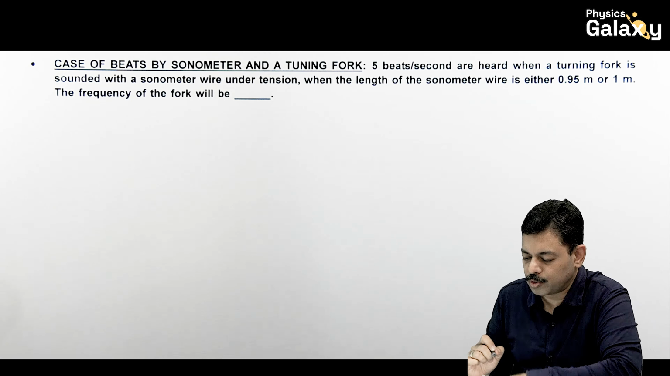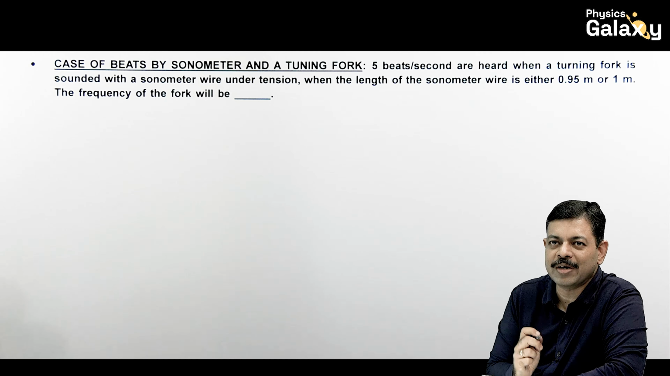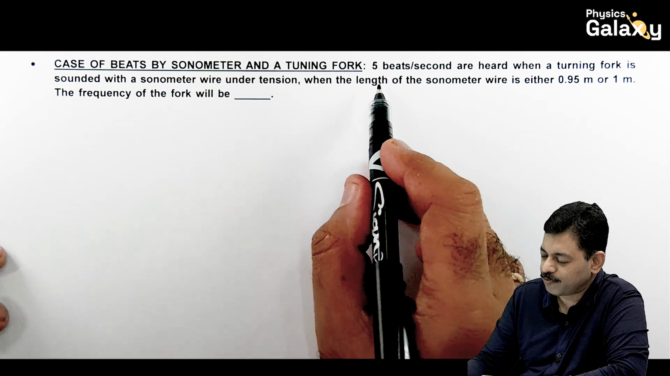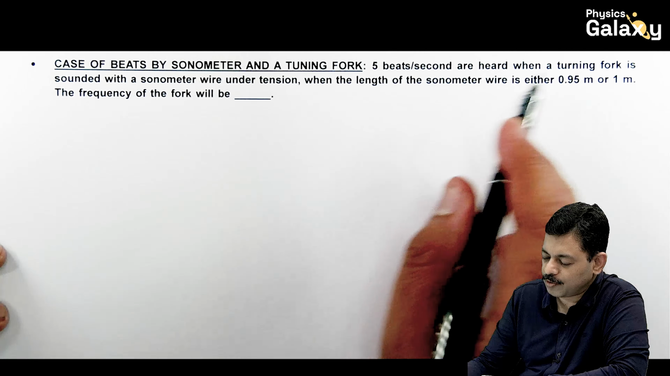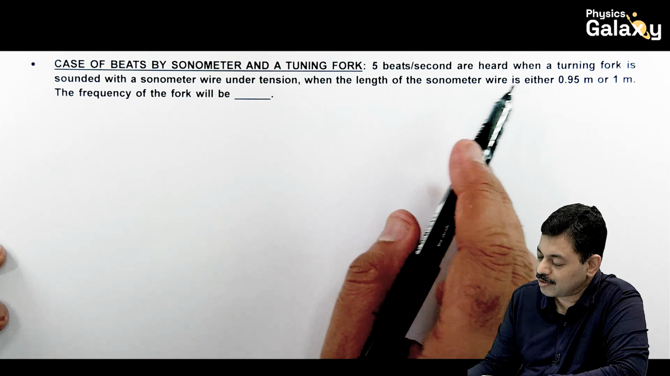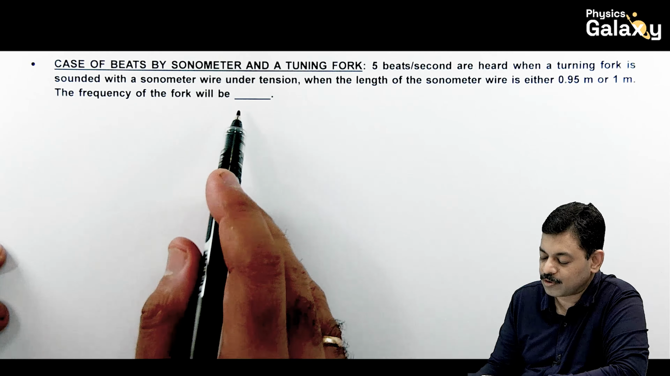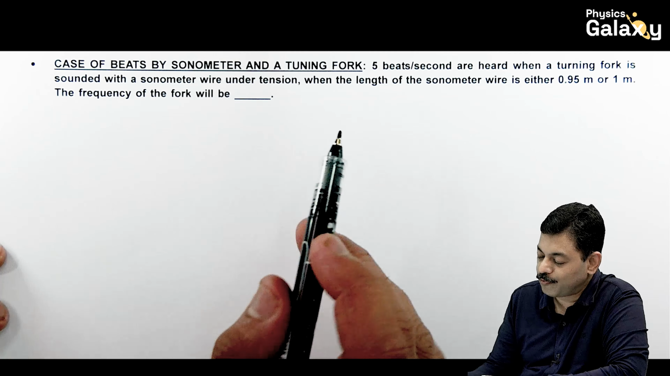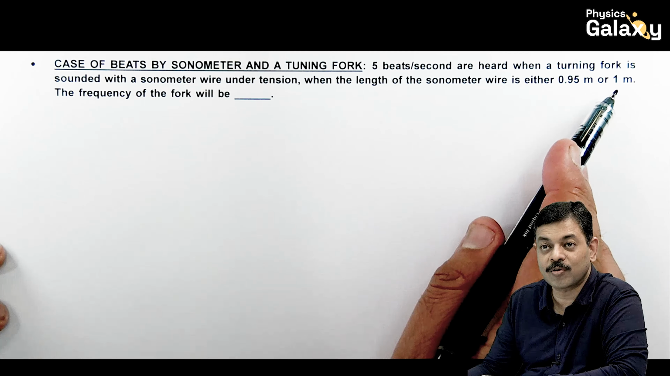Thank you, Pooji. Students, here we will be talking about the beats of a sonometer and a tuning fork. It says 5 beats per second are heard when a tuning fork is sounded with a sonometer wire under tension. When the length of wire is either 0.95 or 1 meter, we need to find the frequency of the fork. That means 5 beats per second comes from 0.95 as well as from 1 meter.